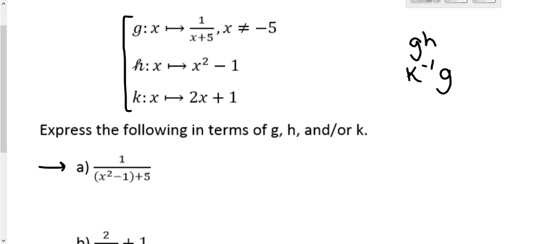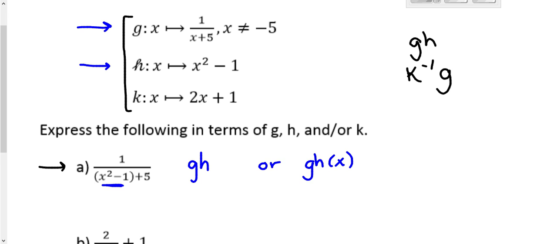So looking at the original 3, there's only one that has a fraction, so we're going to be using that. And it also has an x squared in it, so that's also h. And it looks like the fraction is the outer function, and the x squared minus 1 is inside. So that would mean g comes first and then h. And you can write that as gh, or you can write that as gh of x. Either way, and that's all that's looking for.